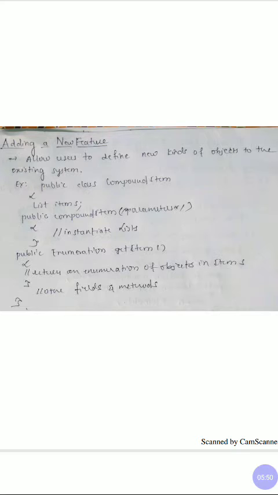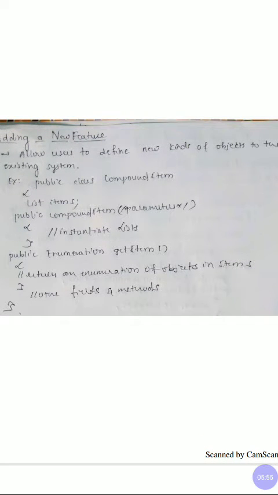Here you see one example of the programming. Public class CompoundItem. Compound is having the collection of the items. It has a member, a list items. Public CompoundItem takes the parameters, and it has a list of items. The next method is getItems. Enumeration is an ordered set of items. It has a method whose statement returns an enumeration of objects in items.